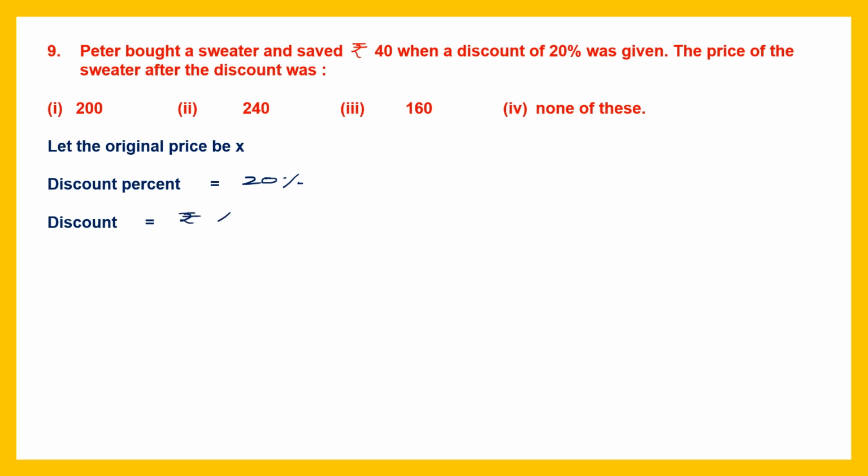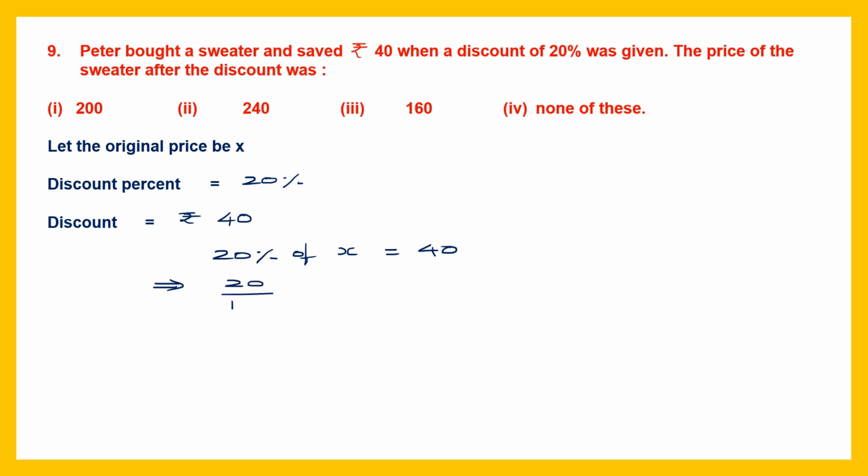So now our question is, what is the price of the sweater after the discount? So we know the discount, but we don't know the original price. If we know the original price, when we subtract the two, we will get the price of the sweater after the discount. So we have to find the original price. We know that the discount percent, 20% of the original price, is 40 rupees. We have been told that already. So now let's find the value of x from this.